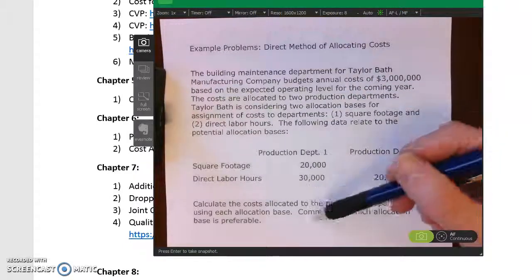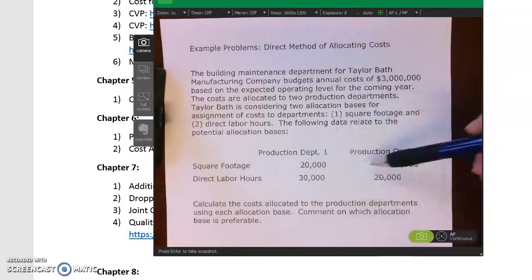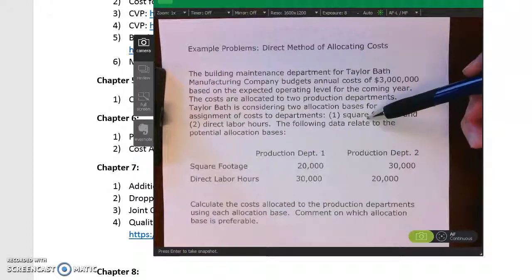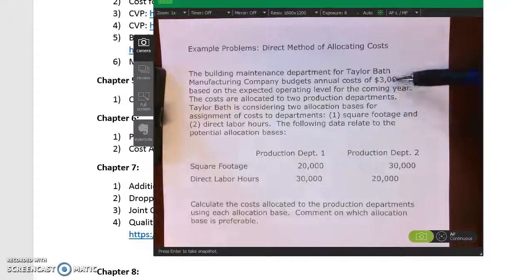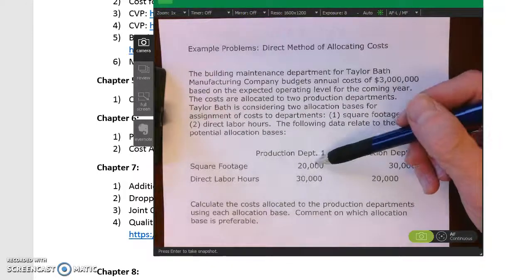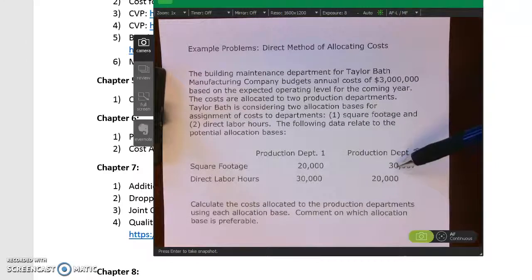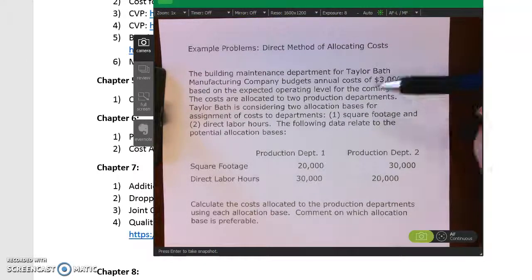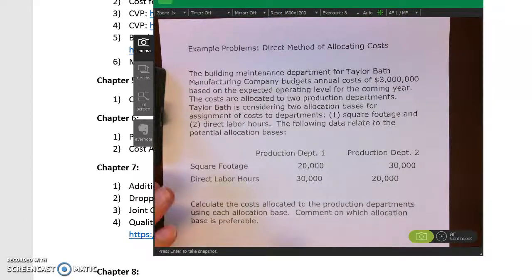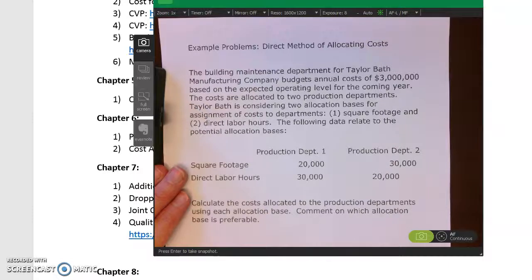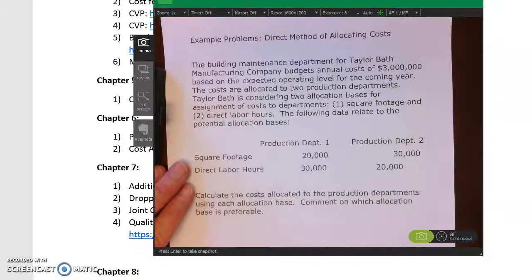So your task is to calculate the costs that would go to each department based upon square footage or direct labor hours. How much of the $3 million goes to Department 1 based upon square footage, and then Department 2. How much of the $3 million goes to Department 1 based on hours, and then Department 2. And then comment on which allocation base would be preferable. Okay? So you may actually want to stop the lecture video and do this problem and see how you do, and then we can come back and check it. Okay? Alright, so I'm going to take a look here.